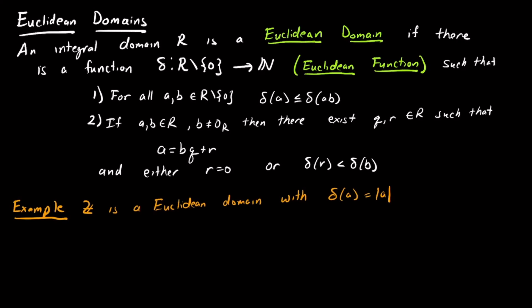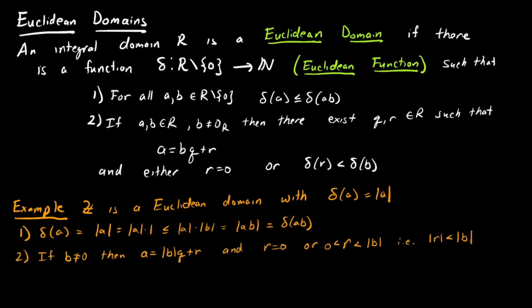So what are some examples? Well, the integers are a Euclidean domain where I define delta of A to be the absolute value of A. Let's check this. For the first condition, delta of A is equal to the absolute value of A, which is just the absolute value of A times 1. I know that 1 is less than or equal to the absolute value of B for any non-zero integer B. So the absolute value of A times 1 is less than or equal to the absolute value of A times the absolute value of B. But this quantity is just equal to the absolute value of AB, which is delta of AB. So we have our first condition.